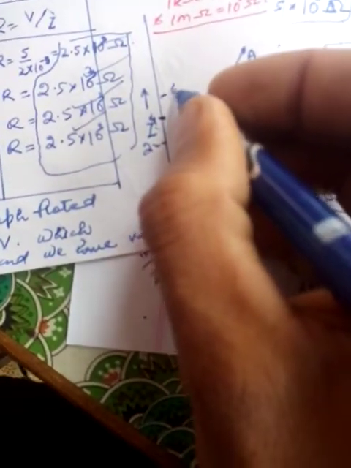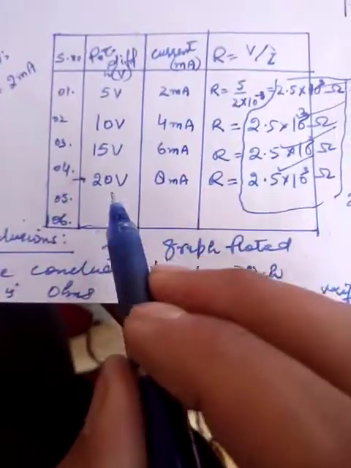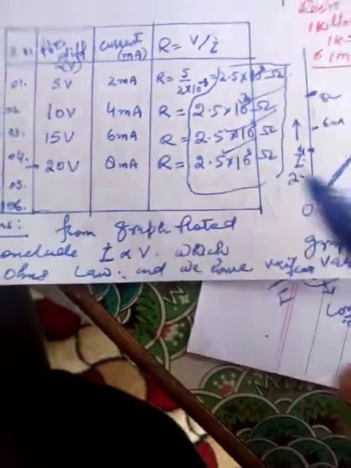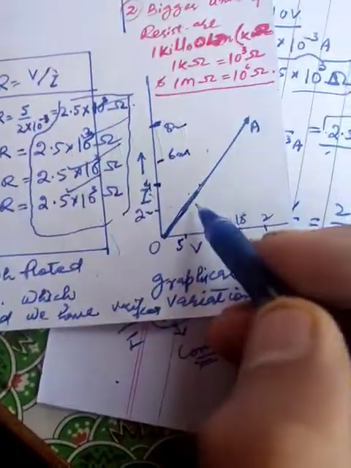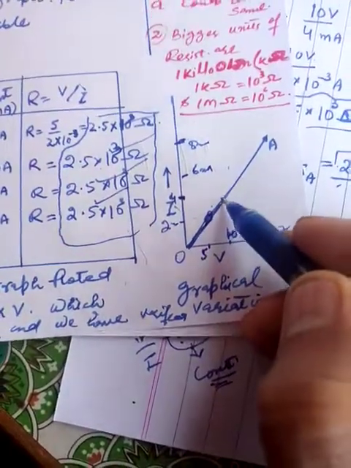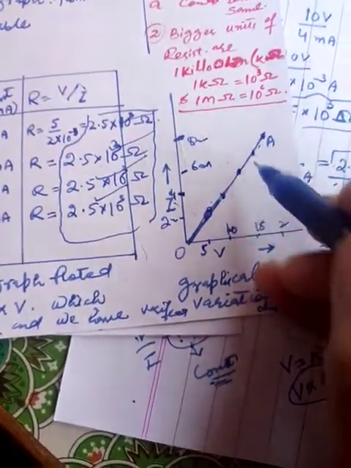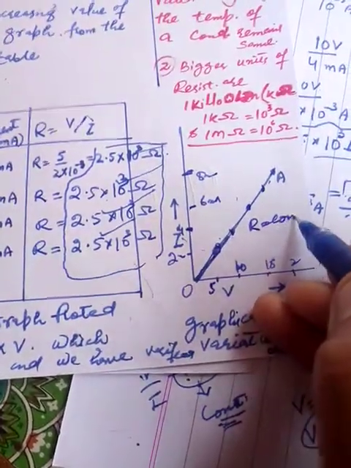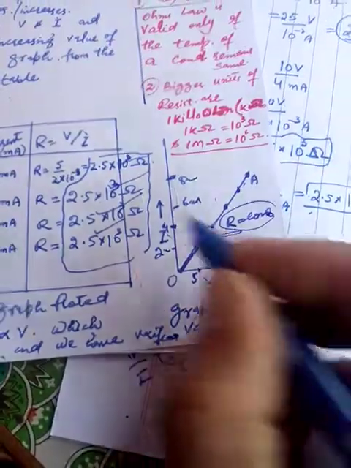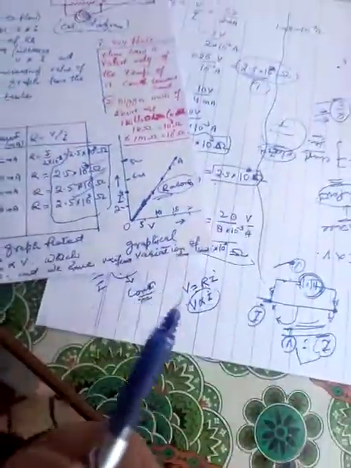Similarly here we represent 2 milliampere, 4 milliampere, 6 milliampere, 8 milliampere, and we will draw these points that we have calculated and listed in the table. When we represent these points in the graph, we obtain a straight line. That straight line indicates that R remains constant, and this variation between V and I is the graphical variation of Ohm's law.